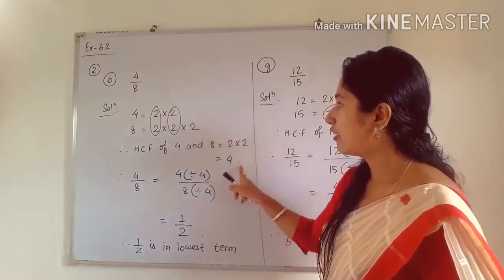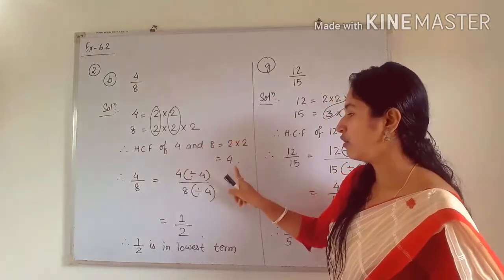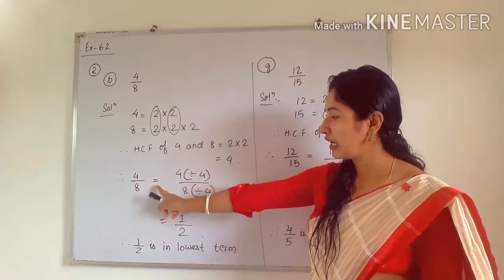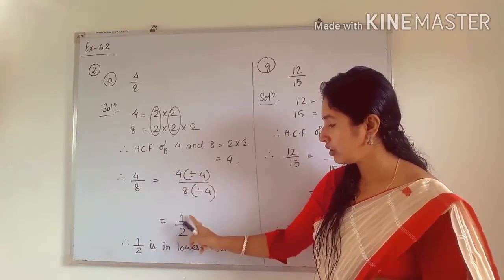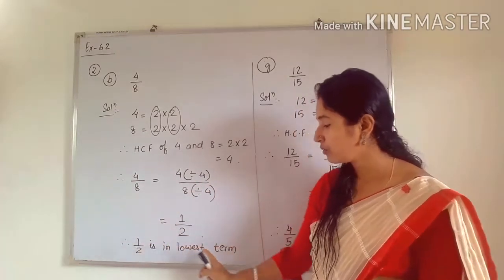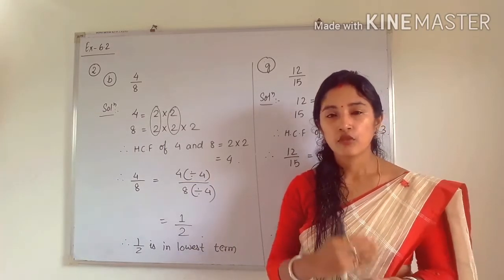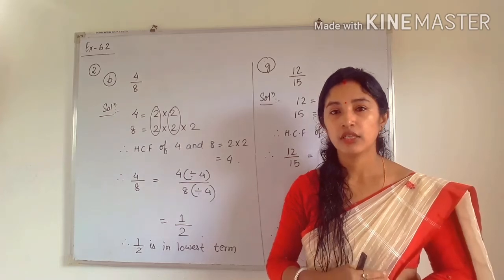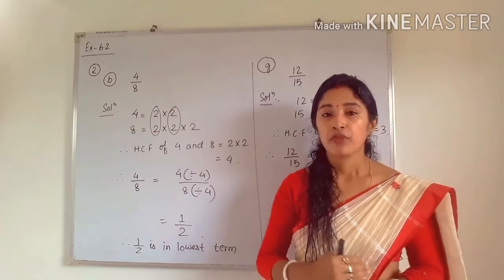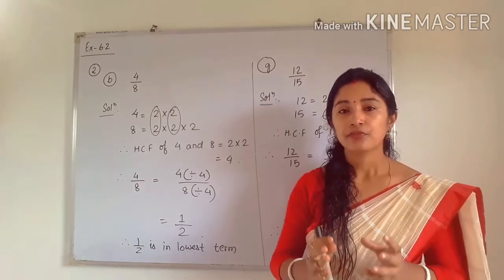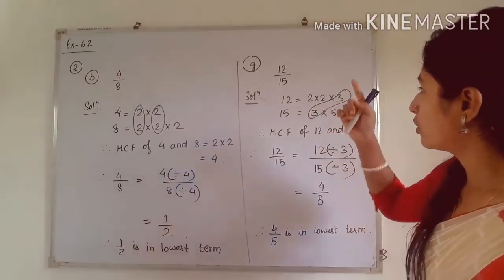Now we have to divide the numerator by the HCF, that is 4, and the denominator, that is 8, by 4. Therefore 4 by 8 is equal to 4 divided by 4, and 8 also divided by 4. By that way we will get 1 by 2. So therefore 1 by 2 is in the lowest form. So stepwise you have to do the question. First of all we find the HCF by using the prime factorization method. Then we divide the numerator and denominator by the HCF, and finally we get the fraction in its lowest form. So next is part G, 12 by 15.